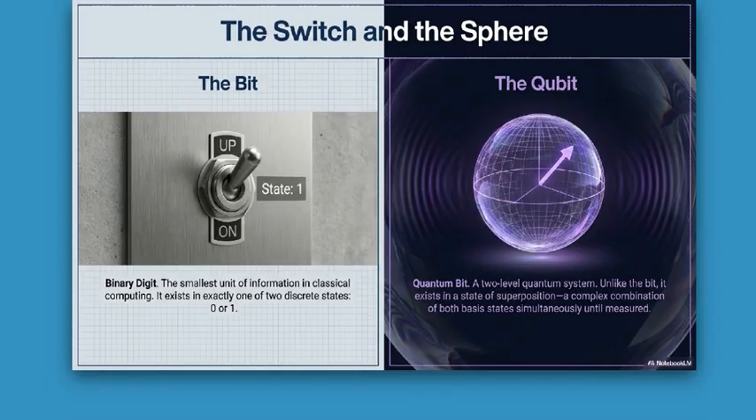But the qubit, the quantum bit, is where my brain really starts to hurt. The text says it is a two-level system that behaves very differently.